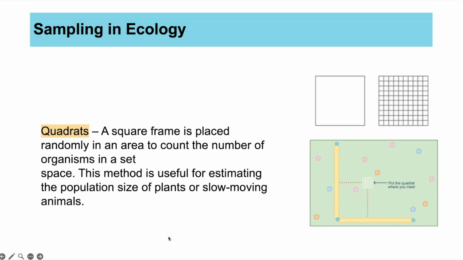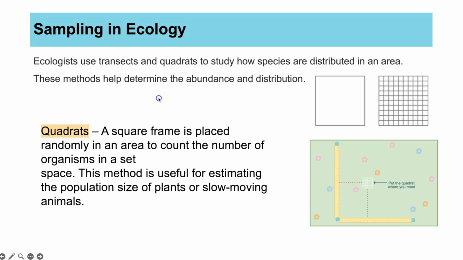Then if we have a look at sampling in ecology, so this is how you can estimate the population sizes. And ecologists can use transects and quadrats to study how species are distributed, so spread out in an area, but also to look at the number of them, which is what we mean by abundance. Now this is one of the required practicals, but we're just sticking to theory in this video, so I'm just going through some of the basics.